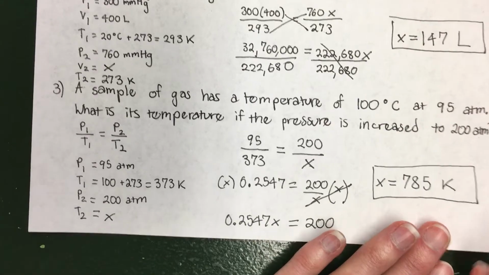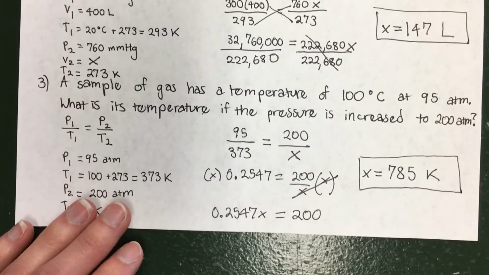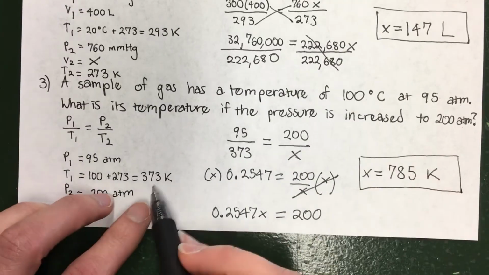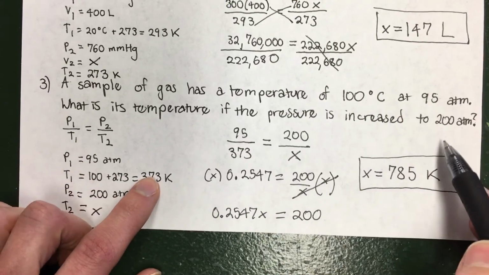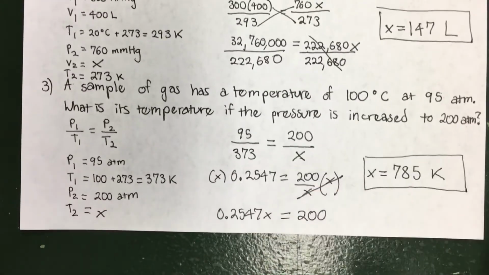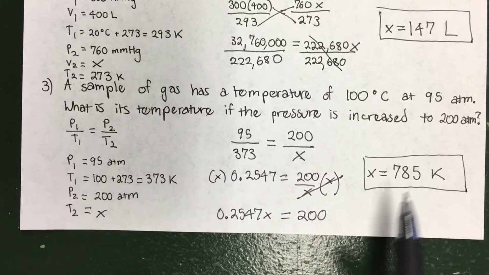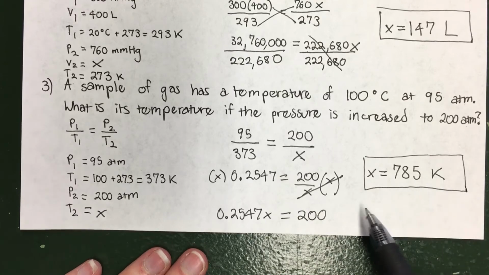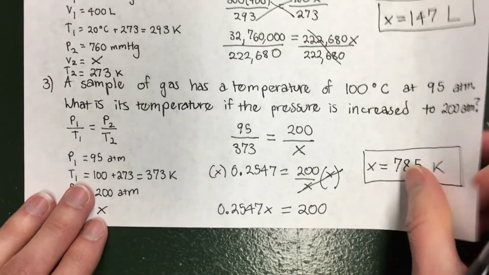And with these kinds of problems, we always want to stop and make sure it makes sense. So I've got 373 Kelvin to start with. I'm increasing the pressure. Does it make sense that as I increase the pressure, the temperature would increase? And it does. If you're thinking about it, it should make sense that the temperature would go up quite a bit. So that answer makes sense.